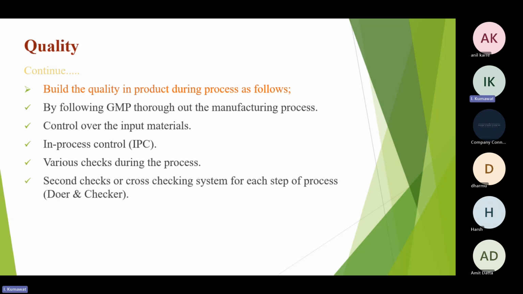Various checking during the in-process, and second checks or cross-checking system for each step of the process, that is doer and checker. What does it mean? It means whatever activity is performed by one person should be checked by another person. We can say it is the doer and checker mechanism. Based on that, we can build the quality in the product itself, with control over the release of the product from each step or each stage.